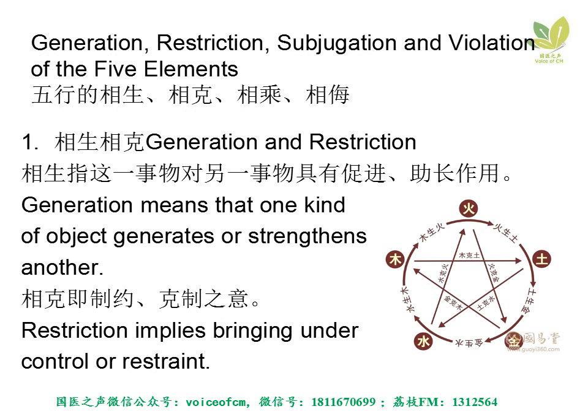We will talk about the generation, restriction, subjugation, and violation of the five elements. 那在给大家介绍完五行的相关的特点之后呢，我们再给大家继续介绍五行的相生、相克、相乘、相侮。那首先我们给大家介绍一下相生和相克。Generation and restriction. 相生呢是指这一事物对另外一个事物具有促进、助长的作用。Generation means that one kind of object generates or strengthens another. 相克呢是制约、克制的意思。Restriction implies bringing under control or restraint.